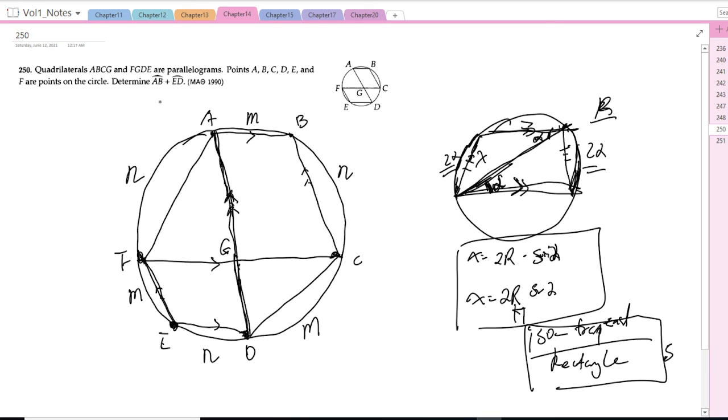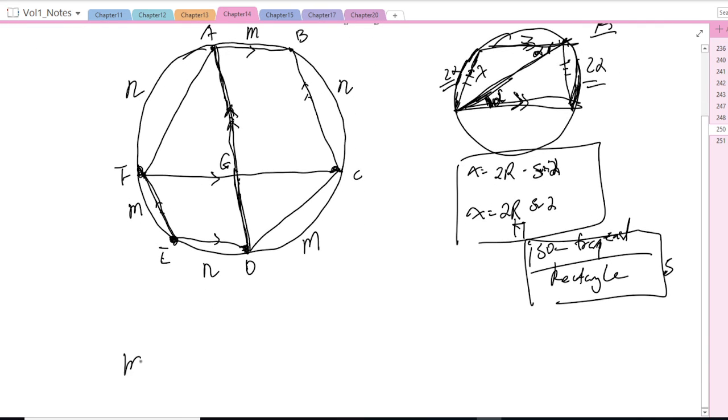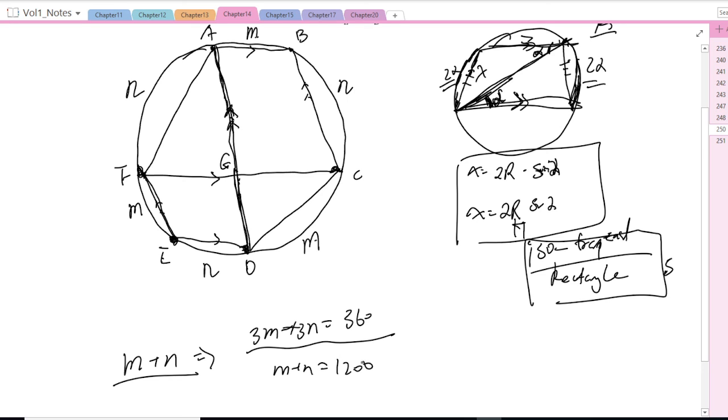So the question is asking you to determine AB and ED. So the question is asking you what is M plus N. So you can see M, M, M, N, N, N. So we know 3M plus 3N equals what? 360 degrees, right? So M plus N is 120 degrees.